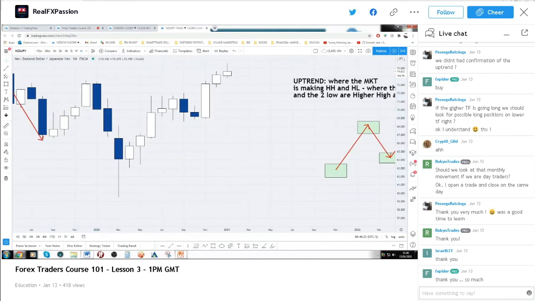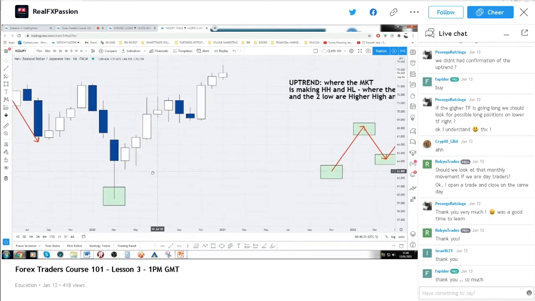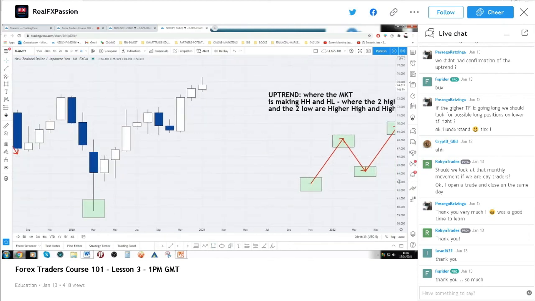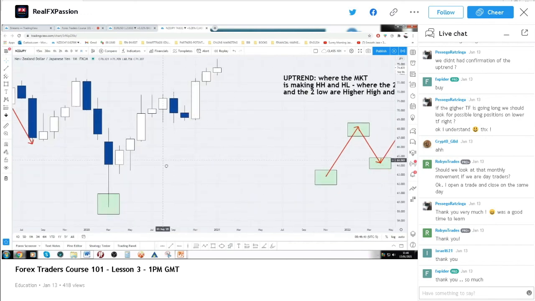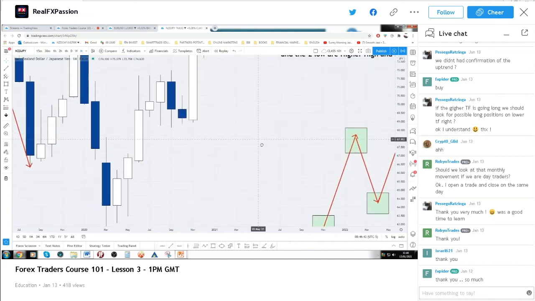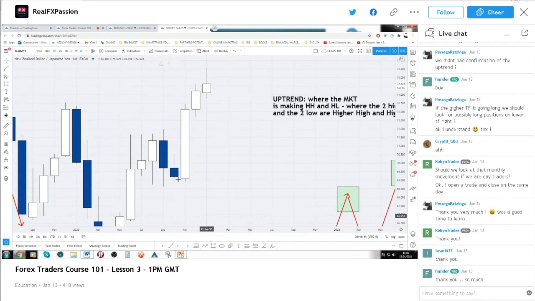Okay, so let's see. We have the first low, yes? What is a low? A low is a center candle with two candles on the left and two candles on the right with higher low values. So we have a low. What about the high? Do we have a high? Is this a high, everybody? Is this blue candle a high?